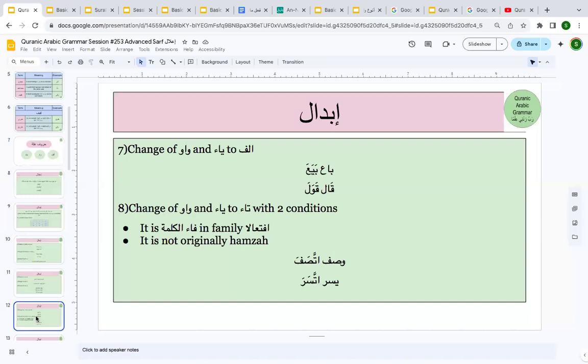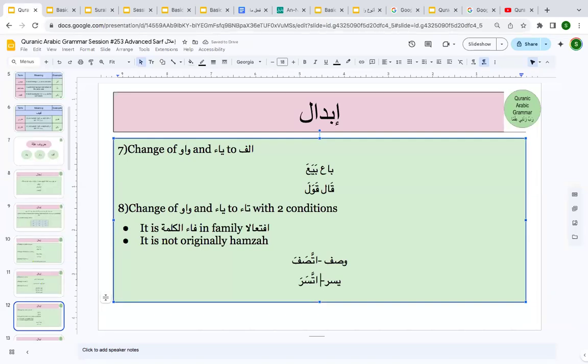So then the next case is when your waw and ya change to ta with two conditions. If the fa kalima, the first root letter, is waw or ya in family 8, and this waw and ya were not originally hamza, so they are not coming originally from hamza. So wasafa, when it goes in family 8, what happens to it? Ittasafa, ittasara. And can somebody give me one more example?